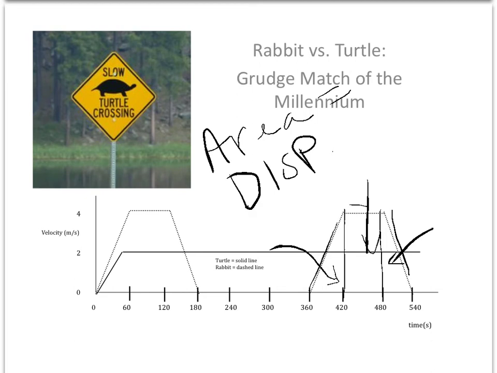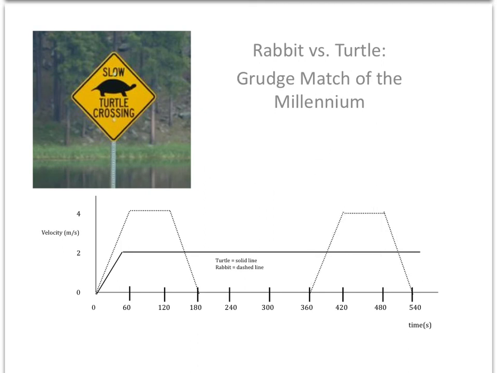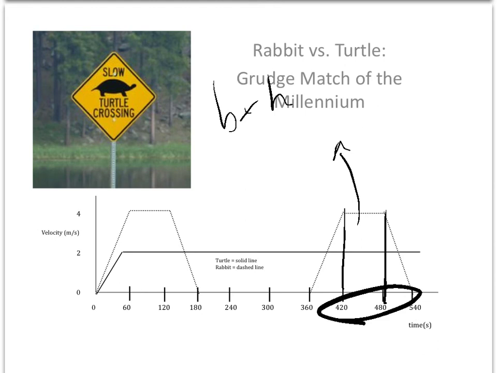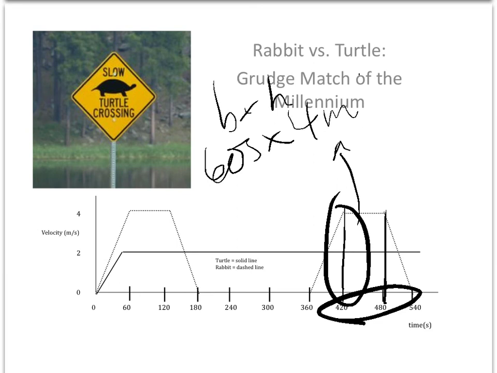All you need to do is just watch how the labels work as I do area. So the first thing we're going to try is the area of the box. The area of the box right here is going to be base times height. And so base times height looks like a base of 60 seconds times a height of 4 meters per second. And there you have it. So during that time right there, the rabbit traveled 240 meters.